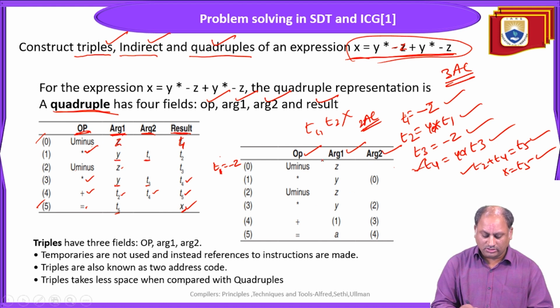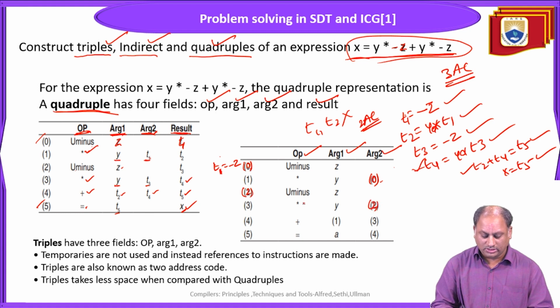Only the difference is that argument 2 we are not taking. So instead of argument 2, what are we taking? The result, which is T1. T1 is the previous instruction, so that is the reference to instruction 0. The previous result is 0, so this result instruction is to be written. And 2, where is 2? That 2 result is to be passed here.